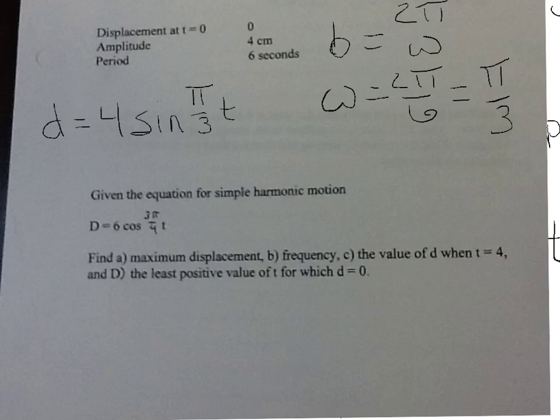Okay, here's our equation for simple harmonic motion. We don't know what the action is, but this is our equation. D equals 6 times the cosine of 3 pi over 4t. We want maximum displacement. We want frequency. We want the value of d when t is 4. And then the least positive value of t for which d equals 0. So let's take these one step at a time. What is our maximum displacement? Maximum displacement is 6.